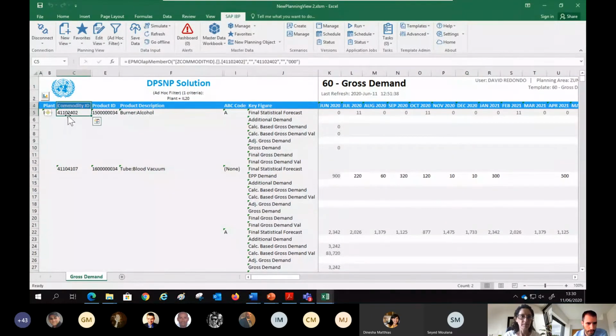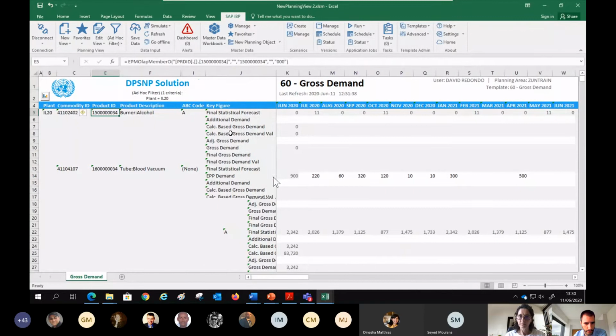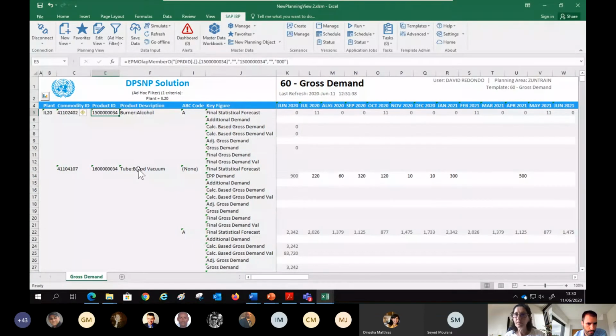Okay. So let's look at this data. What do we have here? We have all the products that we have under this plant for the gross demand. And then the first thing that we can see already is this one, for example. If I look at tube blood vacuum, I see here EPP demand. So we have a number of key figures, and the system will be extracting the demand from the different templates.